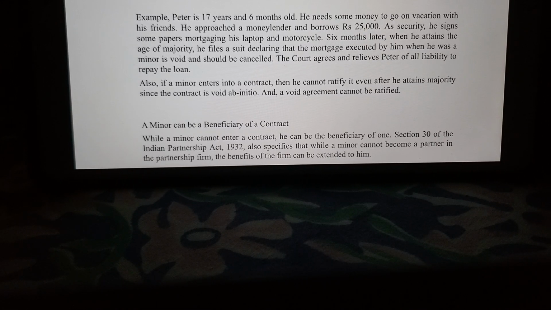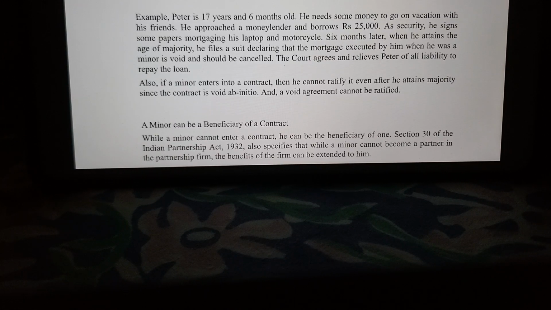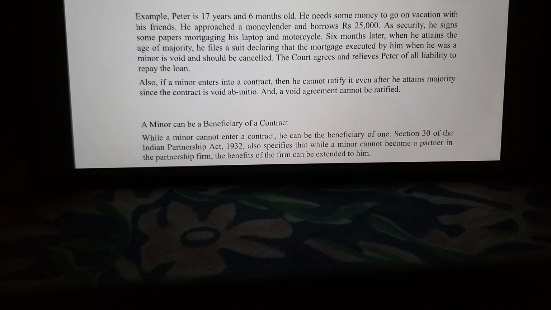Also, if a minor enters into a contract, then he cannot ratify it even after he attains majority, since the contract is void ab initio, which means from the beginning, and a void agreement cannot be ratified.